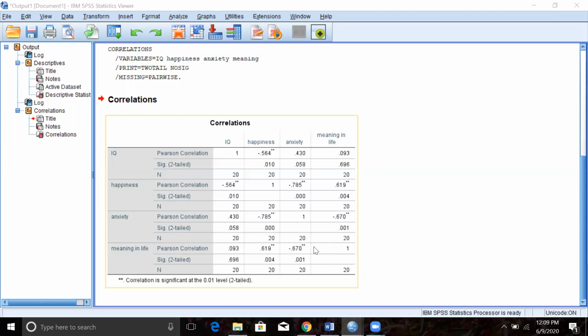You need to find the correlations that you're interested in, and you need to pull out the R value and the P value. Does anyone have any questions right now at this point?